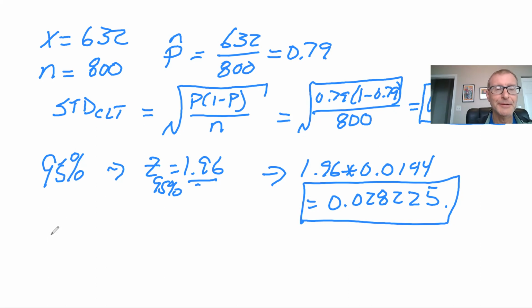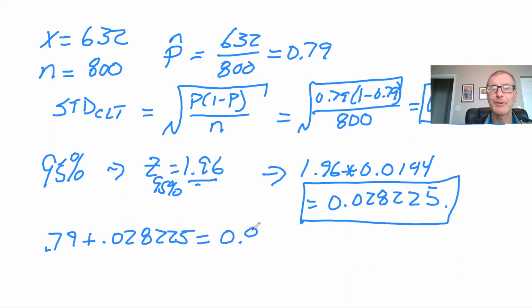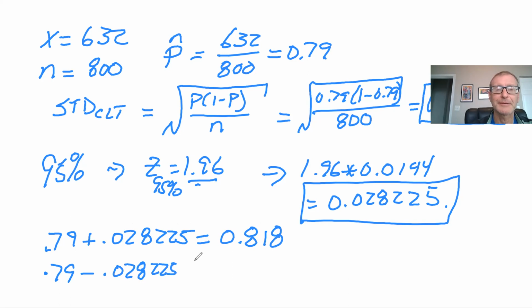So what is our high end number? It would be 0.79 plus 0.028225. And if we round to 3 decimals, it would be 0.818. And then if we go 0.79 minus 0.028225, again, rounding to 3 decimals, you would get 0.762.